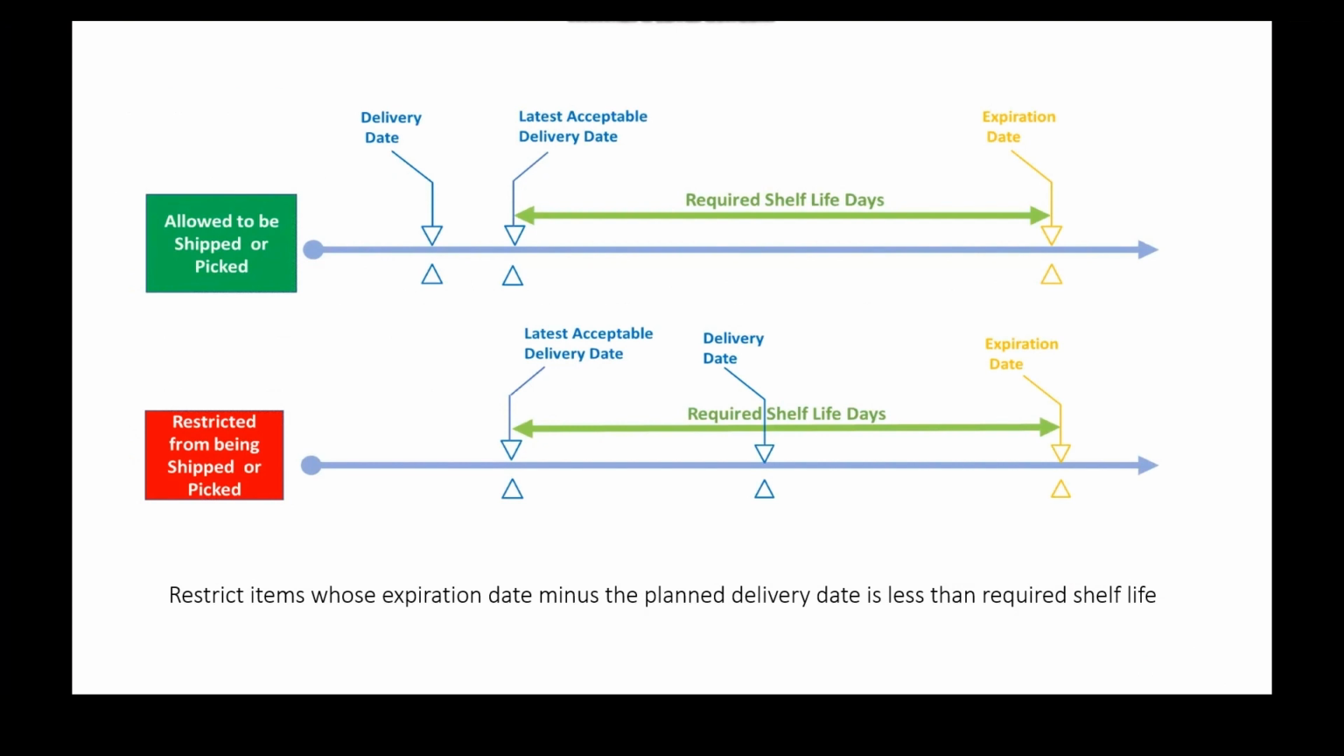Here we have a diagram showing the calculation of inventory shelf life. It ensures that items are delivered on a date that is at least the number of required shelf life days before that item expires. That is to say, if an item is to be delivered on a day that is within the required shelf life days before the expiration date, that item will be restricted from being shipped or picked. However, if the delivery date is greater than the required shelf life days before the expiration date, that item is allowed to be shipped or picked.